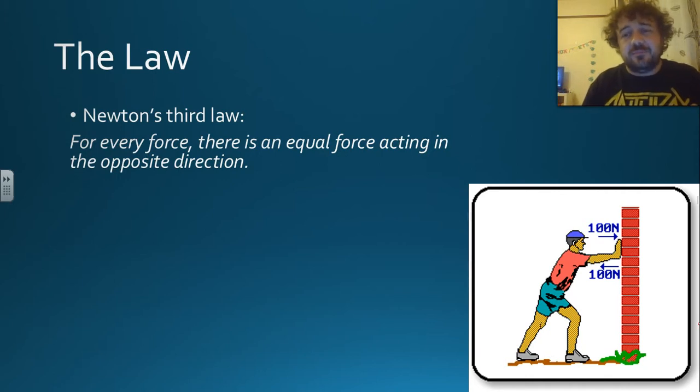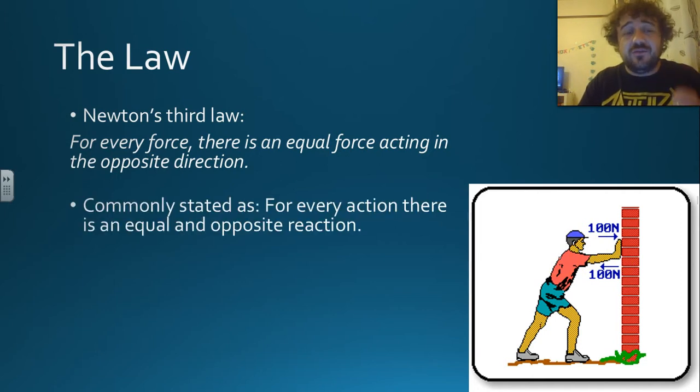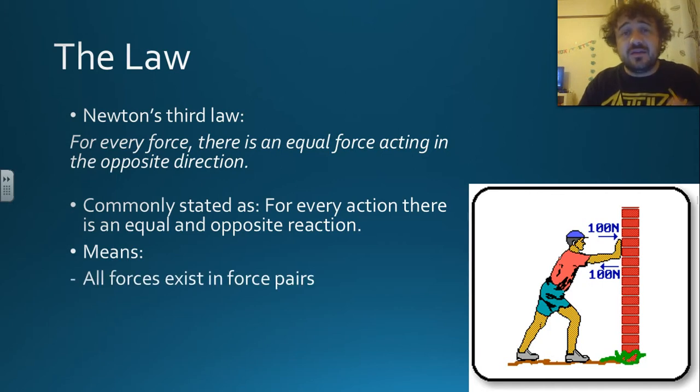So, the man down here is pushing against the wall with 100 newtons. The wall's pushing back at him with 100 newtons. It is more commonly said, though, like this: for every action, there is an equal and opposite reaction. In other words, if he pushes against the wall, the wall pushes back. What it means is all forces exist in pairs. They don't exist outside of pairs.